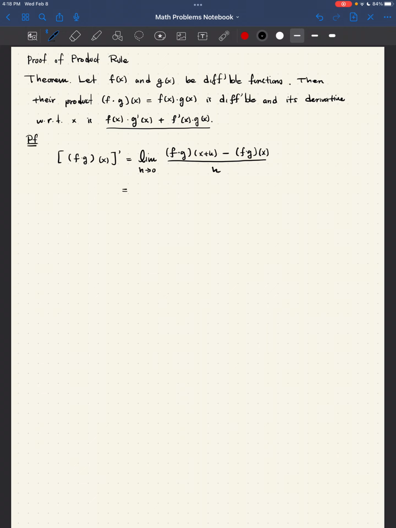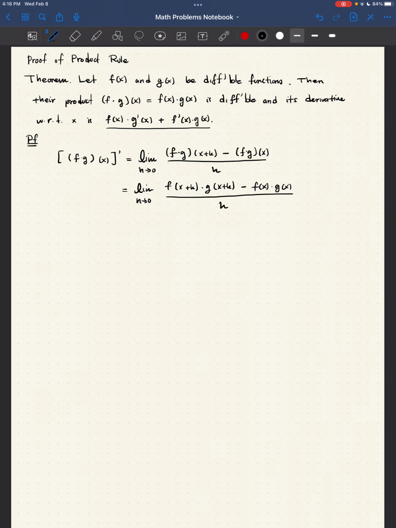Now, after this one, I have the limit. I'm going to incorporate the definition of the product of two functions, and I'm going to write it in the following terms. I have f of x plus h times g of x plus h minus f of x times g of x, all of this divided by h.